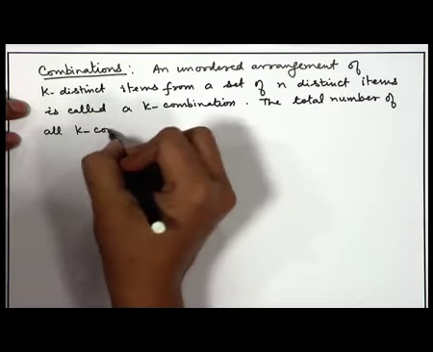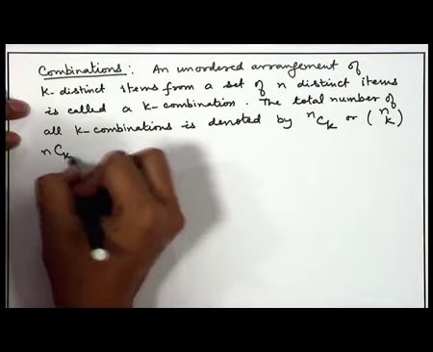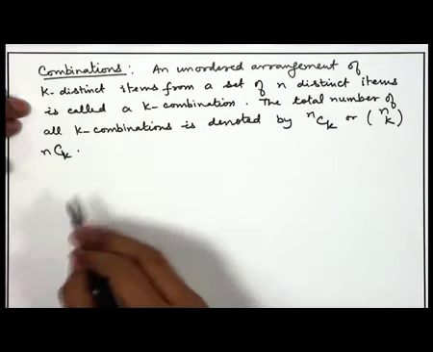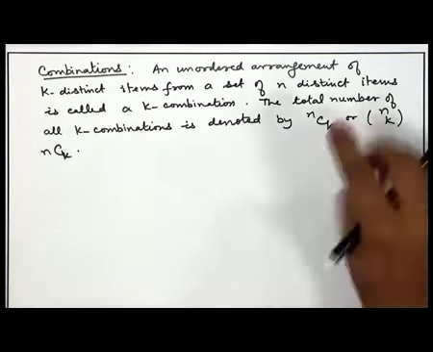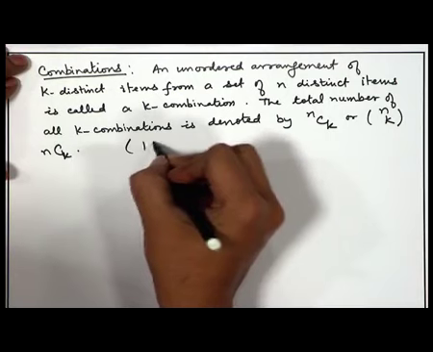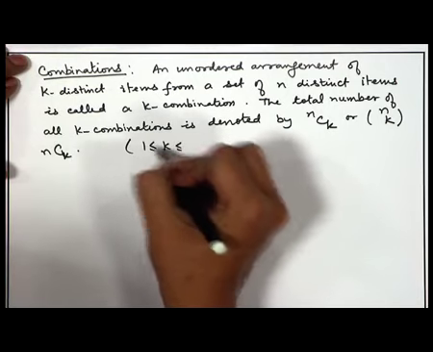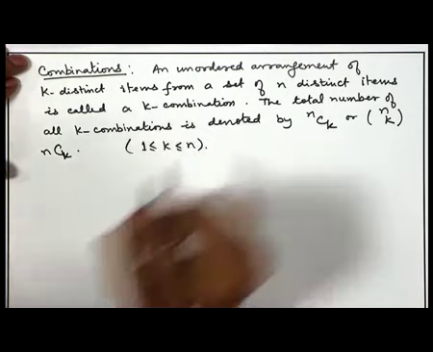denoted by n c k, or there is another notation popularly used. Sometimes it is written in a different way like this also. So, in various books you will have different notations. I will generally use n c k like this or like this. Again you can see here 1 is less than or equal to k, less than or equal to n.